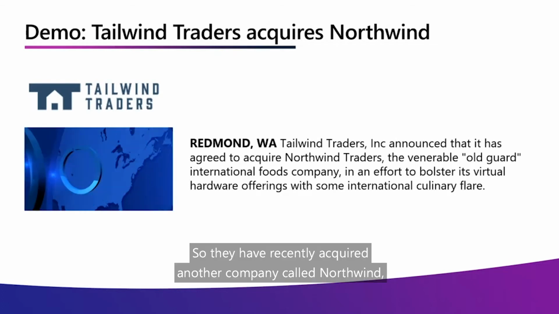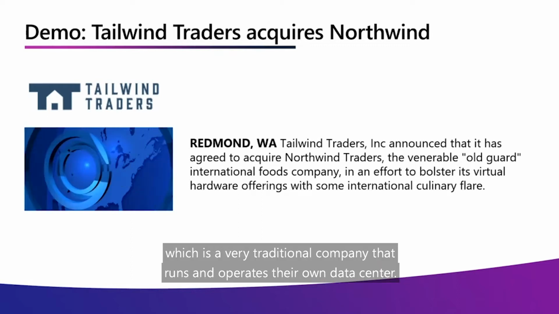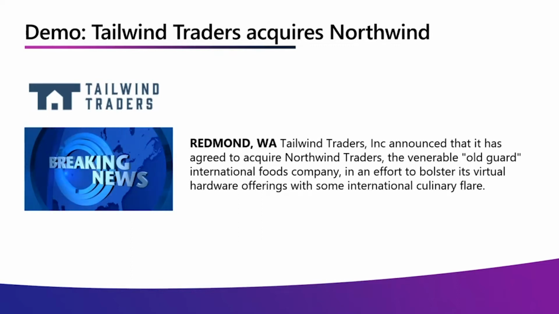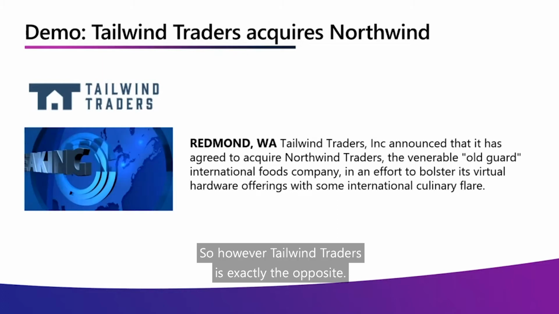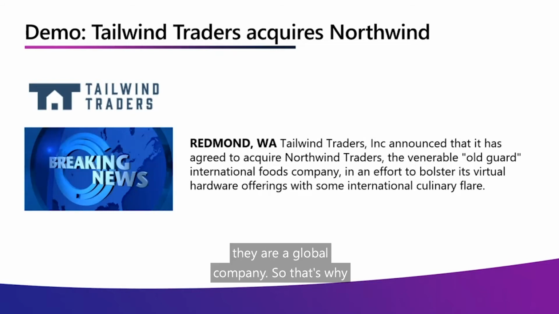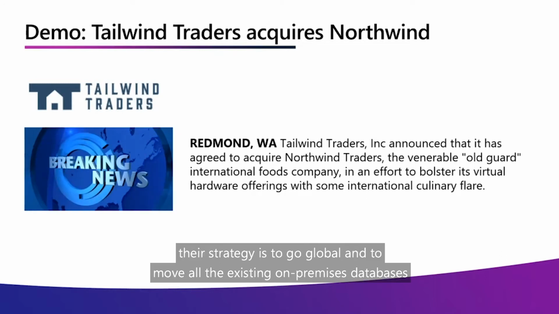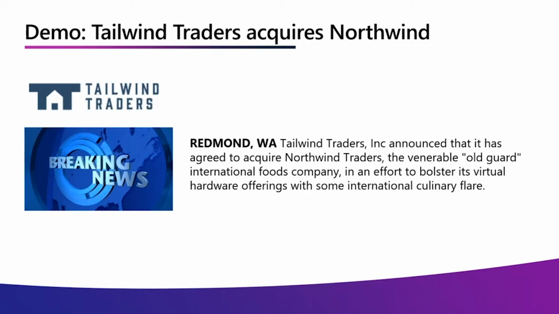They have recently acquired another company called Northwind, which is a very traditional company that runs and operates their own data center. However, Tailwind Traders is exactly the opposite. They are very modernized and innovative, and most importantly, they are a global company. That's why their strategy is to go global and to move all the existing on-premises databases to the cloud.